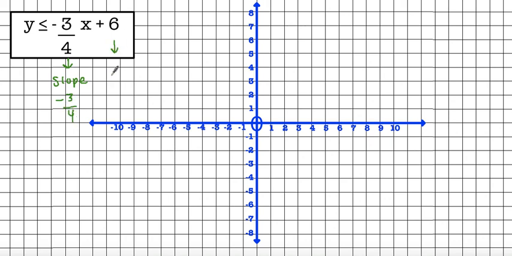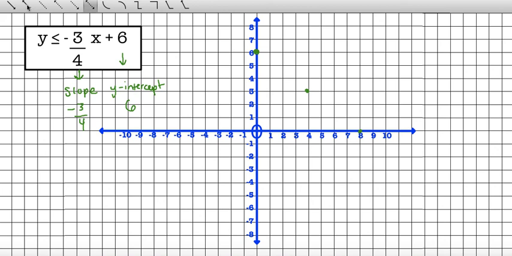And here we have our y-intercept, which is 6. So we're going to start at 6. And because our slope is negative 3/4, we're going to go down 3, 1, 2, 3, and then we're going to go to the right 4, 1, 2, 3, 4. Down 3, 1, 2, 3, 4. And we're going to use a solid line because it's y is less than or equal to.